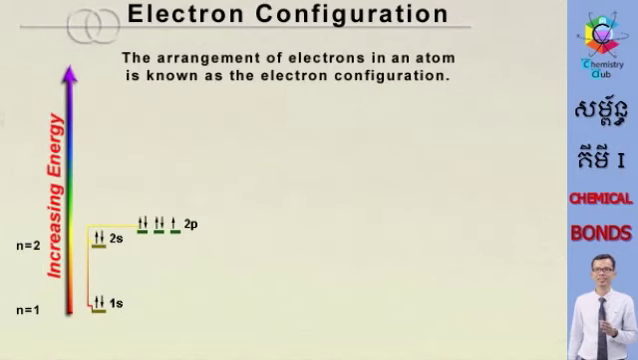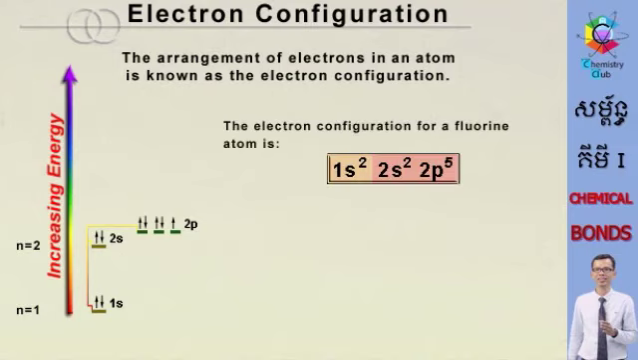The arrangement of electrons in an atom is known as its electron configuration. Electron configurations can be established by referring to the orbital diagram created for a particular atom. Electron configurations are written in order from lowest energy orbitals to higher energy orbitals. For example, the electron configuration for fluorine is 1s2, 2s2, 2p5.